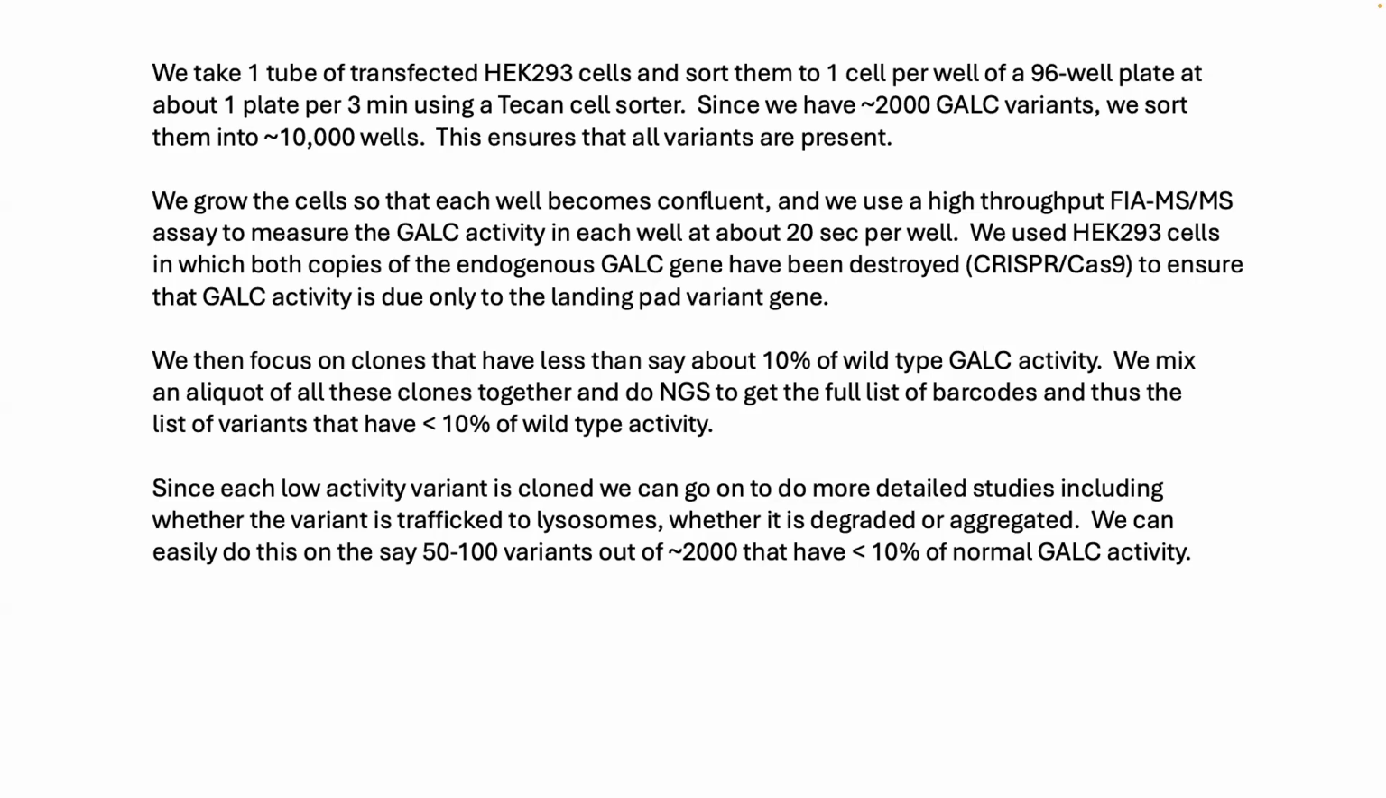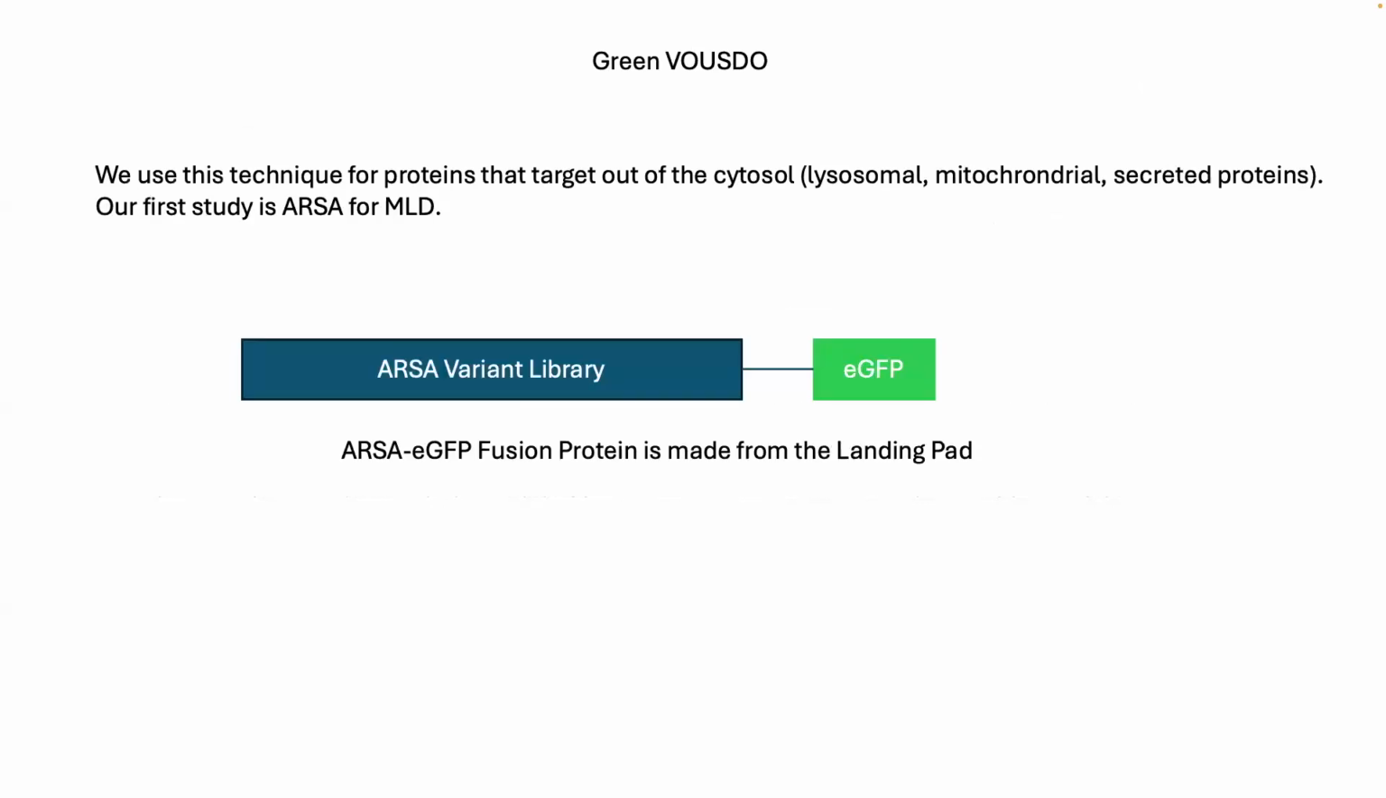And I'll be able to give you a list of all the VUs that reduce the activity to the point that you need to worry about. Okay. Now let me talk about green voodoo, which we're using for MLD. Now we move to saturation library. All possible missense variants in the universe for this protein are included in the library. And the protein is produced from the landing pad fused to a green fluorescent protein.